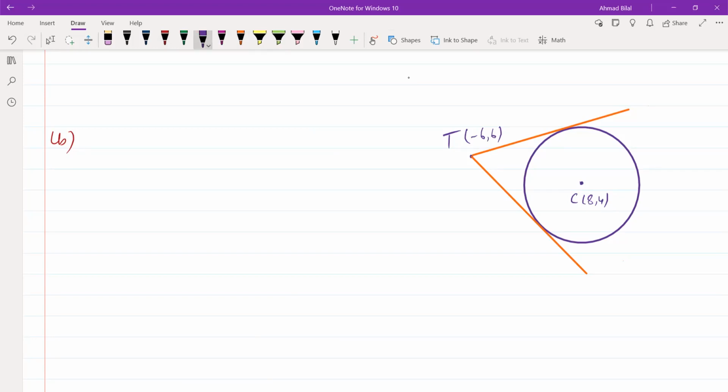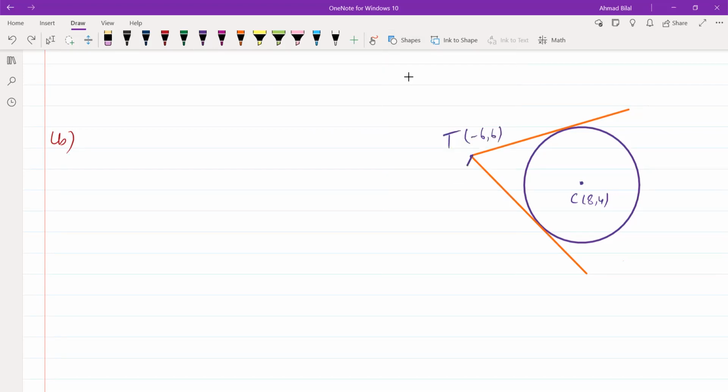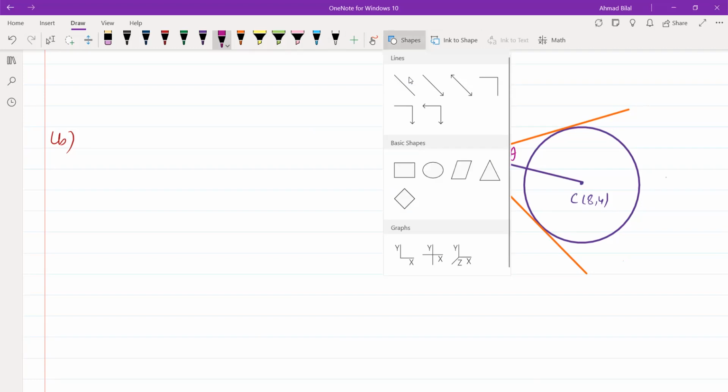Let's join these two points, C and T. If we join C and T as well, we are basically looking for this angle. You can either think of the angle above there or the angle below here. Either of the two, it doesn't really matter. Let's call this theta. We're basically looking for this value of theta. So what we do is we make a triangle here. We draw another line.